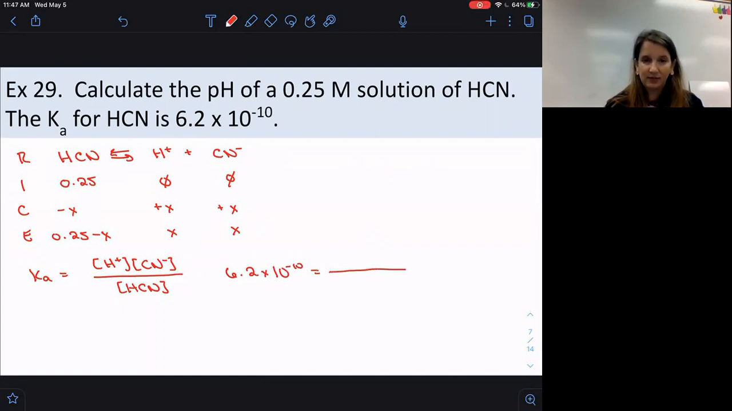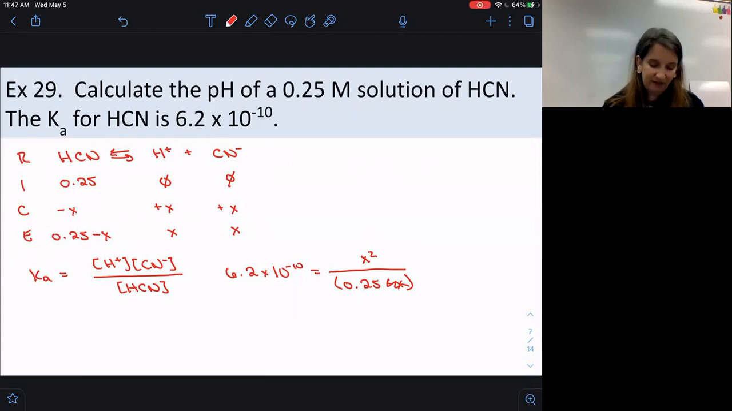So that means I have X times X on the top, X squared. I've got my equilibrium of HCN on the bottom, 0.25 minus X. So it looks very similar to the last one. They're all going to look really similar. Now, because my X's are not raised to the same power, that means my X is negligible. So I can go ahead and multiply 6.2 times 10 to the negative 10 by 0.25.